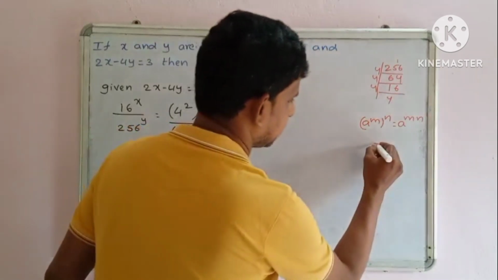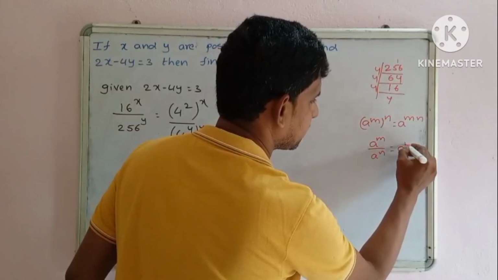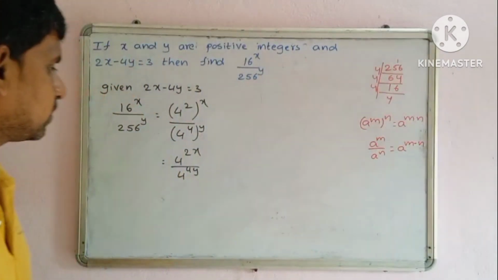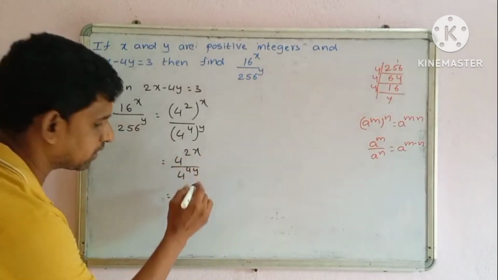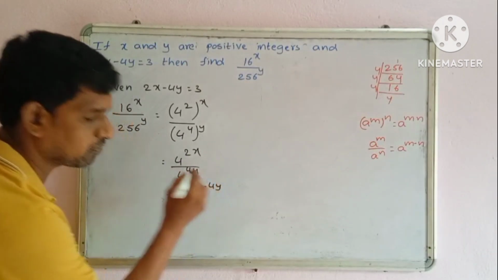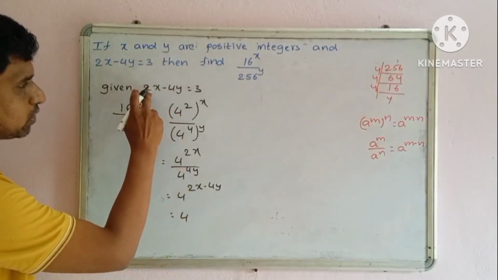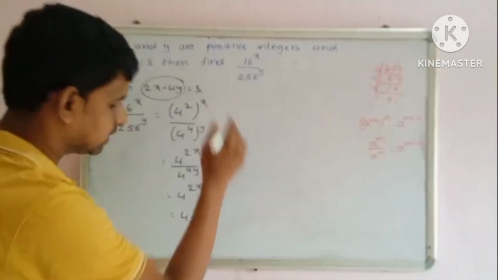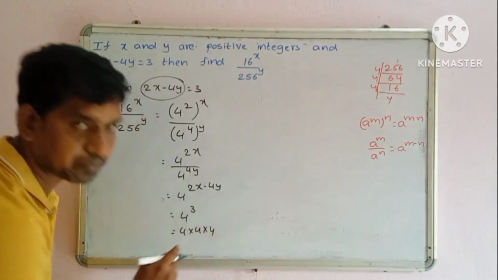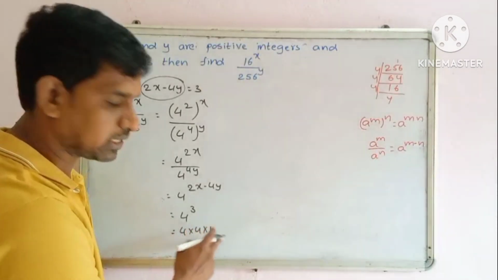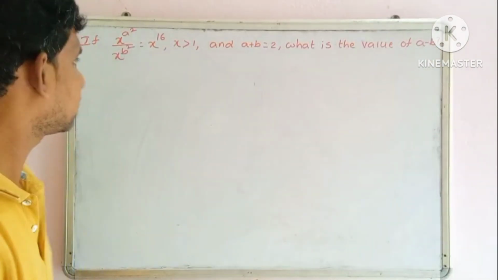One more formula. A power m by a power n equals a power m minus n. So 4 power 2x by 4 power 4y equals 4 power 2x minus 4y. But 2x minus 4y is given. What is the value of this one? 3. So 4 power 3. So 4 power 3 means 4 into 4 into 4. 4 times 4, 16. 16 times 4, 64.